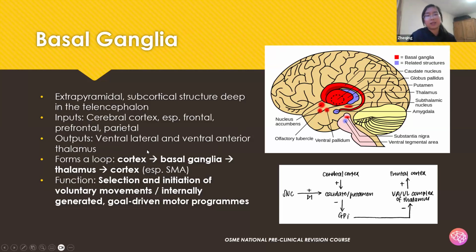You have first the cortex, and then to the basal ganglia, and then to the thalamus, and then to the cortex, which forms a loop. And I've tried to draw it in the diagram. And the function is selection and initiation of voluntary movements, as well as internally generated goal-driven motor programs. It's just something that you have to remember.